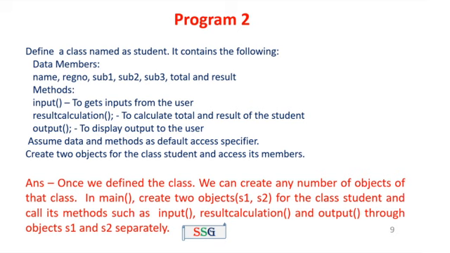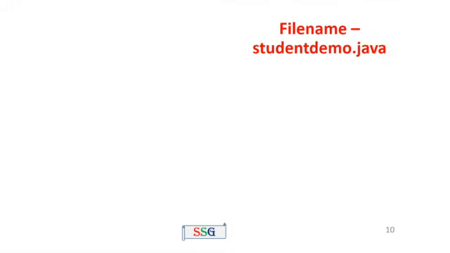In the previous program, we created only one object S1. This time we have to create 2 objects, S1 and S2, for the class student and call its methods such as input, result calculation and output through objects S1 and S2 separately. In the previous program, we called all the methods through S1 only. Here we have to call all the methods through S1 and S2. So the student class coding is the same. We only have to focus on the student demo class.